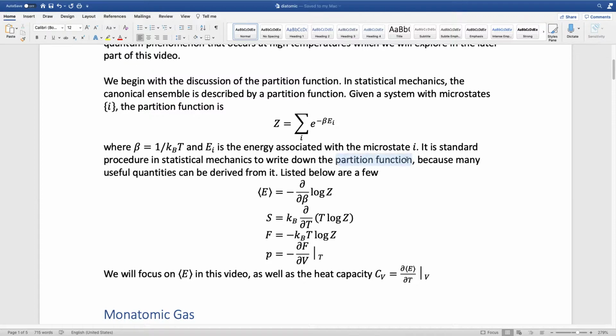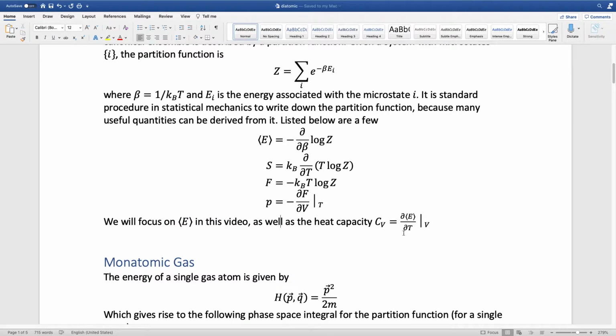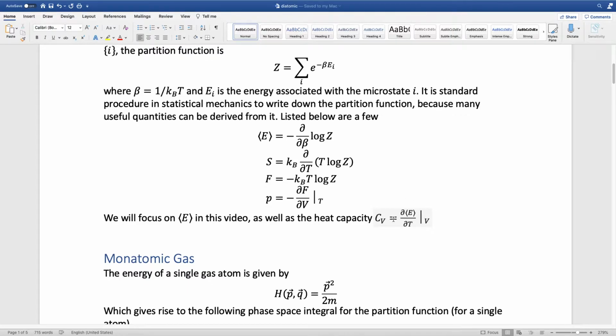Basically, I just want to mention that the partition function is to statistical mechanics what the equations of motion are to classical mechanics. If you want to solve a classical system, you write down the equations of motion, perhaps as a Lagrangian. If you want to solve a quantum system, you write down the Hamiltonian and diagonalize the Hamiltonian operator. But if you want to solve a statistical system, then you write down the partition function, essentially. We'll focus on the average energy in this video, and we also calculate the heat capacity, which is just the derivative of the average energy.